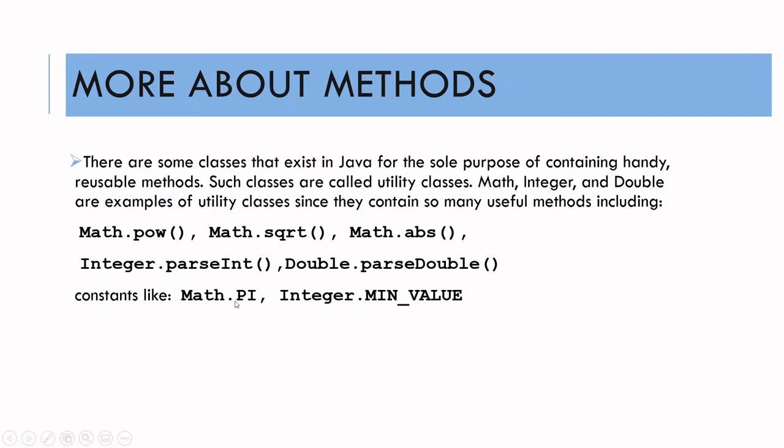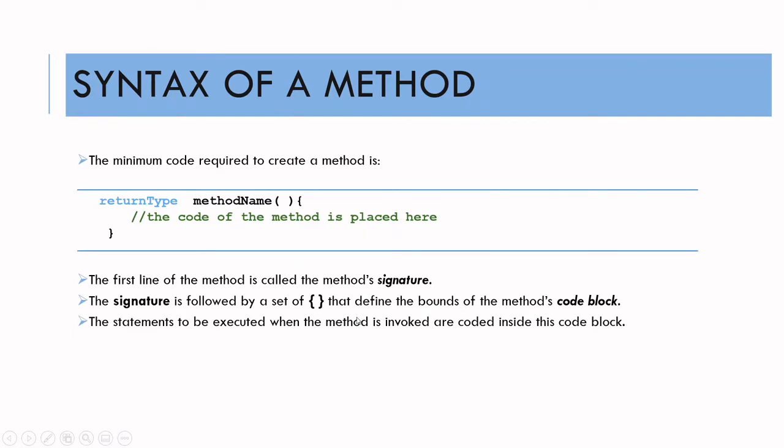Math.PI. So PI is not a method here, but it is a constant. So it is a constant that is predefined. And then you could reuse it over and over again. Every time you need a pi, just call Math.PI. And so on. Now, the minimum code to create a method is the following.